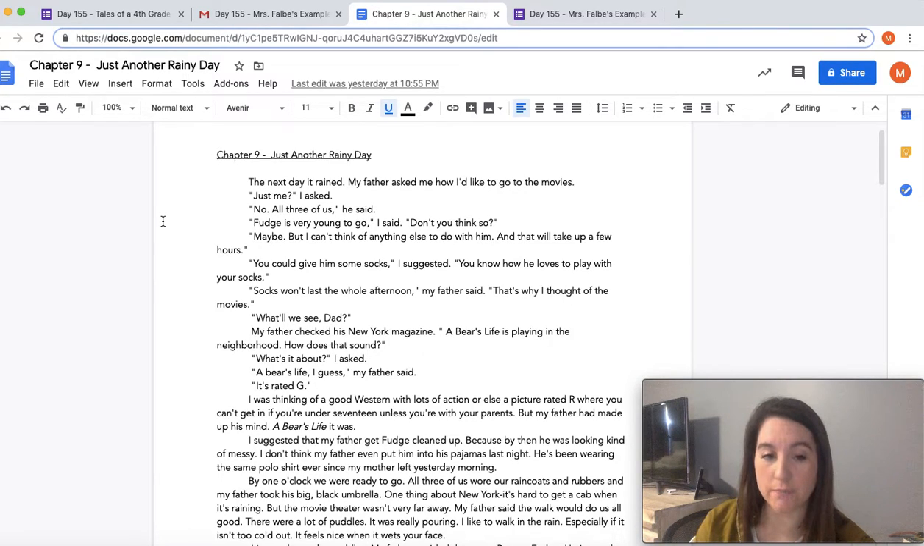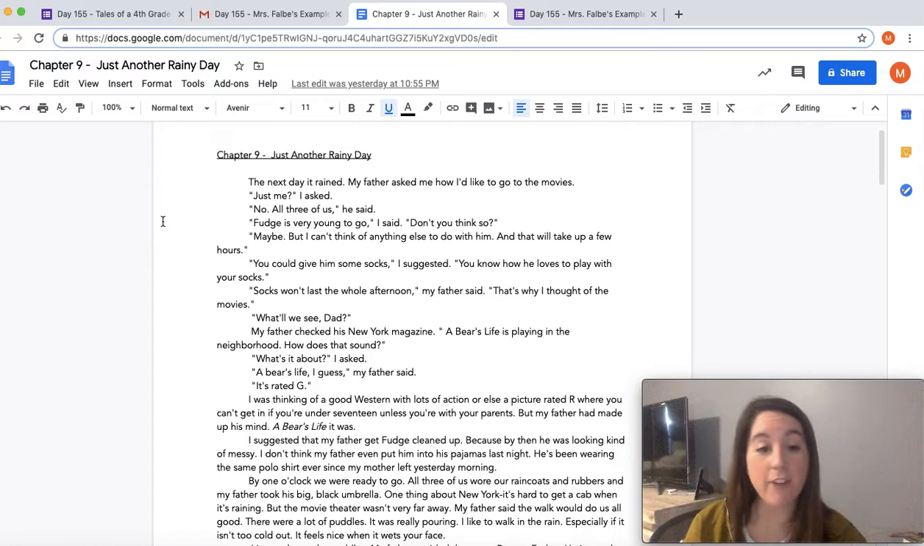It's rated G. I was thinking of a good Western with lots of actions, or else a picture rated R where you can't get in unless you're under 17, unless you're with your parents. But my father made up his mind. A Bear's Life it was.